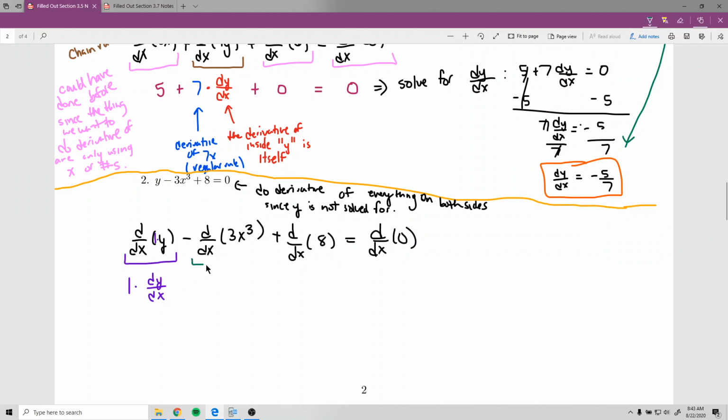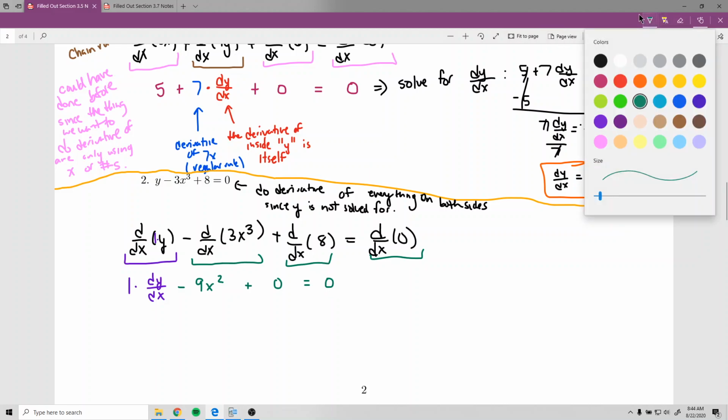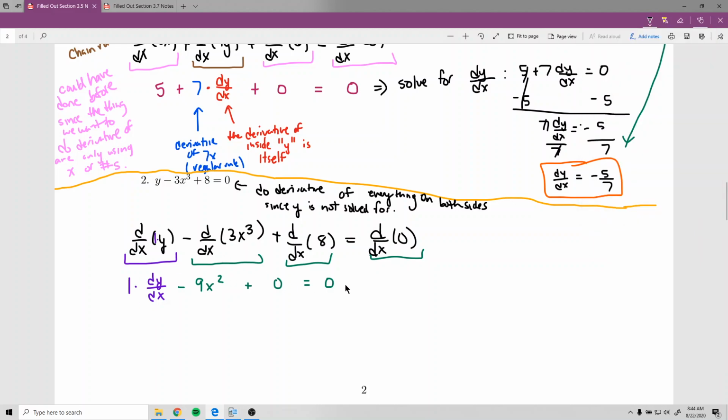Now the rest of the terms, just like the previous problem, don't involve y, it's just x or numbers, so we can do them like old. The derivative of 3x cubed, do the power rule, we get 9x squared, plus the derivative of 8 is 0, equals the derivative of 0, which is also 0. Okay. Now you've done all the derivatives, solve for dy over dx, just like before.